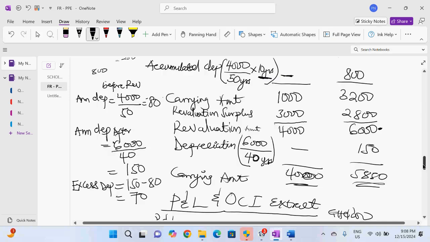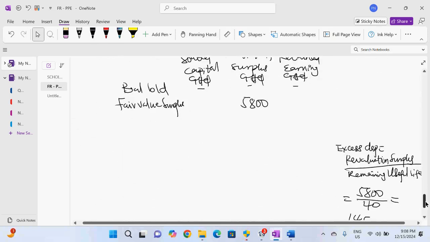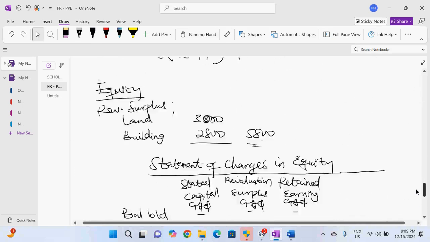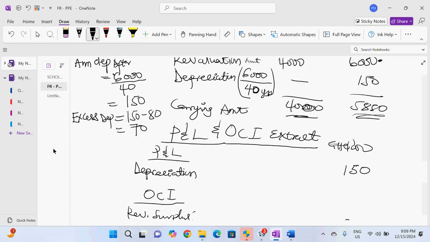Now look at this. When we did it for the 5,800 divided by 40, you had 145. Is it the same as the 70? No. So let's now find the excess depreciation without the land. You get 70, right? It will be 2,800 over 40.